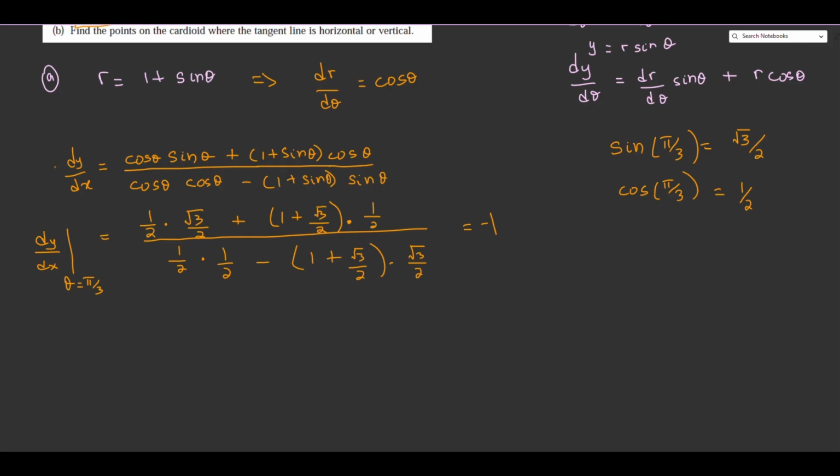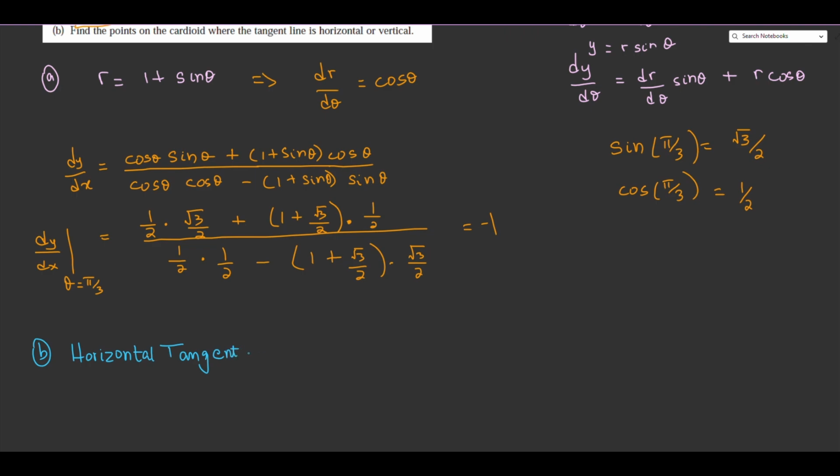Now in the next question, it is saying that we need to find the points on the curve where we have the horizontal tangent and the vertical tangent. So part B, the first thing we need to find is the points where we have the horizontal tangents.